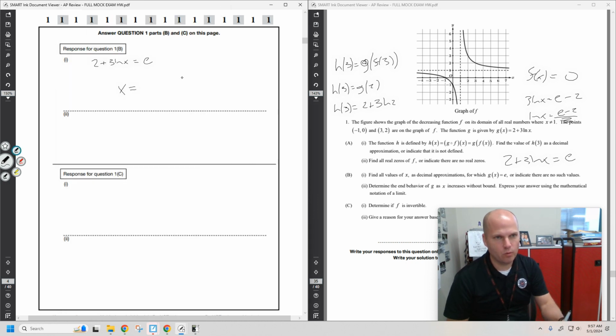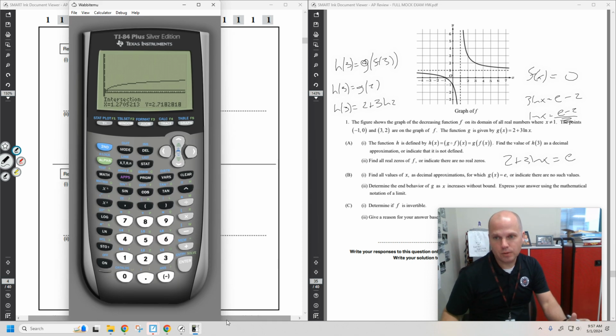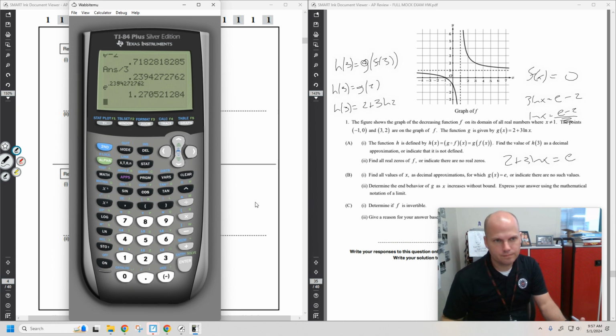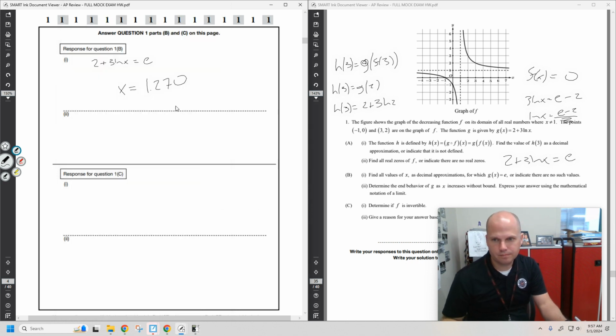1.270, 1.271. And you could check by doing the math algebraically. E minus 2 divided by 3. E to the power of that number. 1.272. But you don't have to do that. Determine the end behavior as x increases without bound.